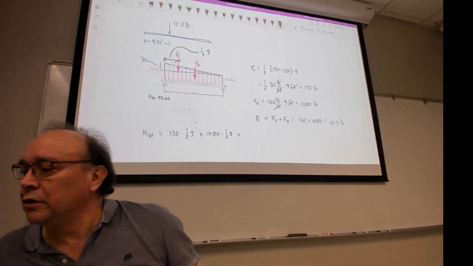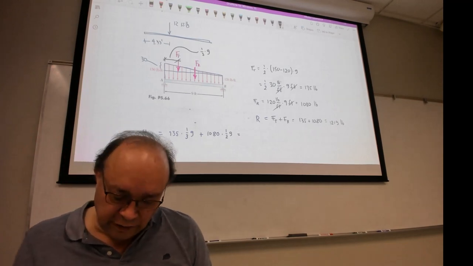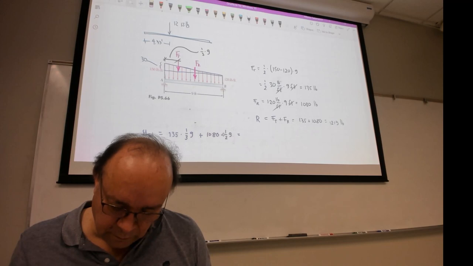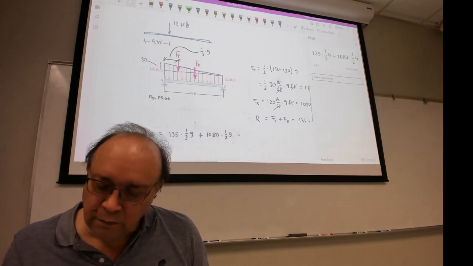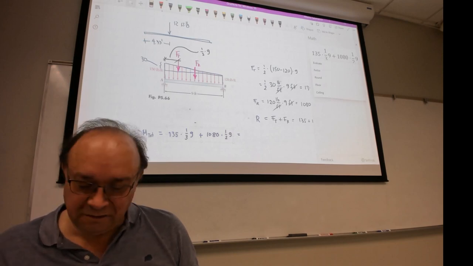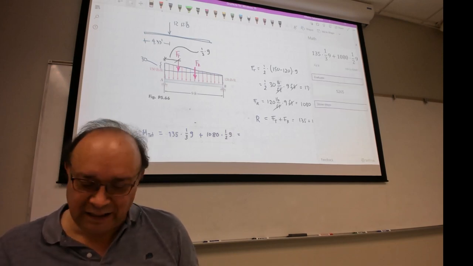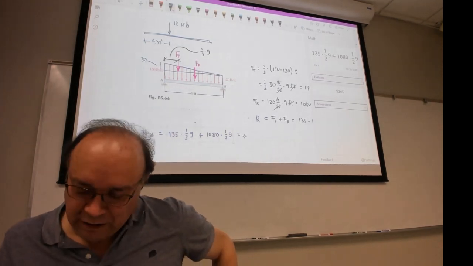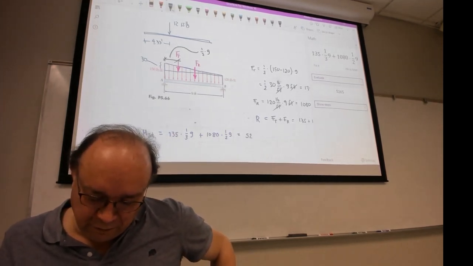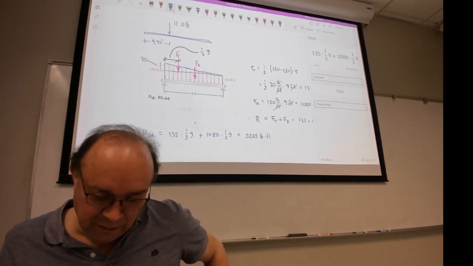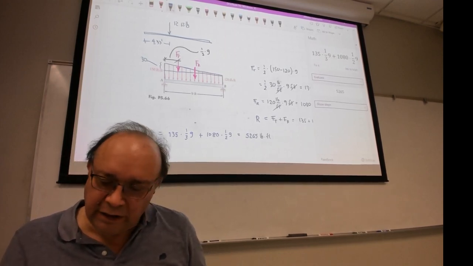So what do we get for that? You see how I do the operations with this magic? How do you like it? It equals 5265 pound-feet, which has to be the same value we got here, right?